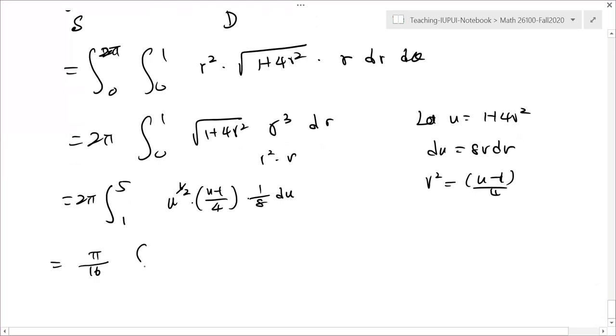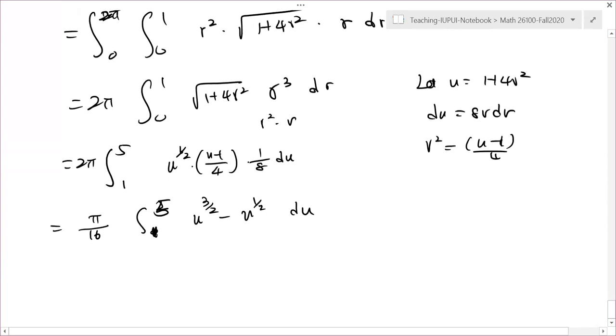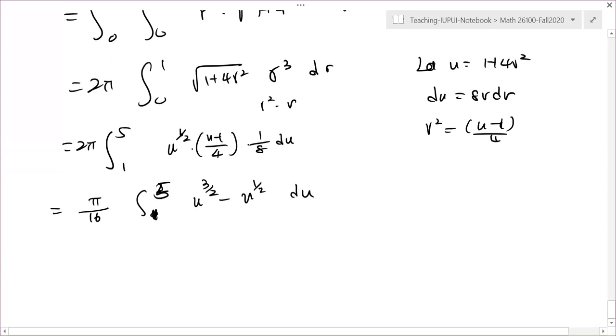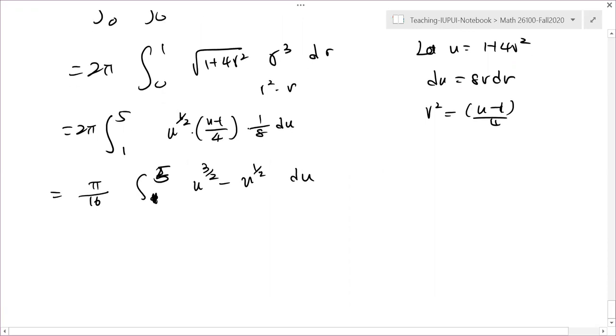I think it is pi over 16. And then I multiply this out. It's u to the 3/2 minus u to the 1/2, du. All right, and let's find the antiderivative of this function. That is going to be 2/5 u to the 5/2, minus 2/3 u to the 3/2.